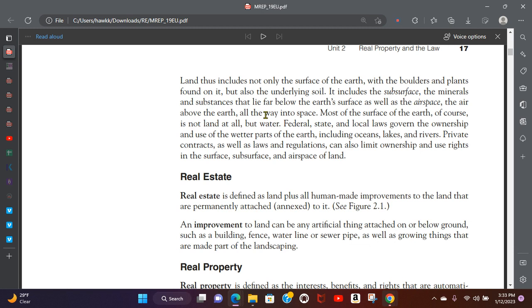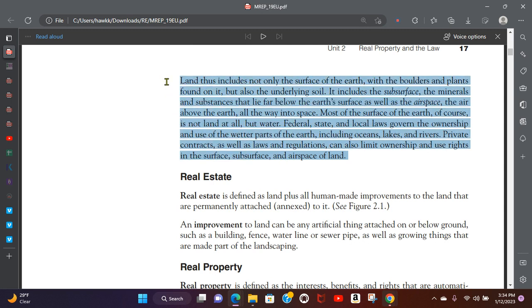Federal, state, and local laws govern the ownership and use of the wetter parts of the earth, including oceans, lakes, and rivers. Private contracts as well as laws and regulations can also limit ownership and use rights in the surface, subsurface, and airspace of land. Read it and weep.